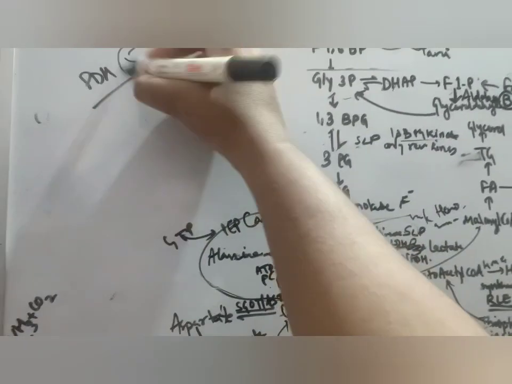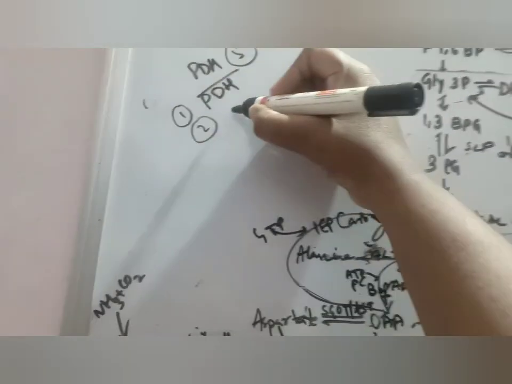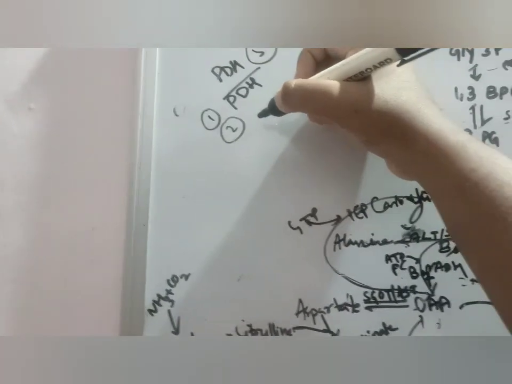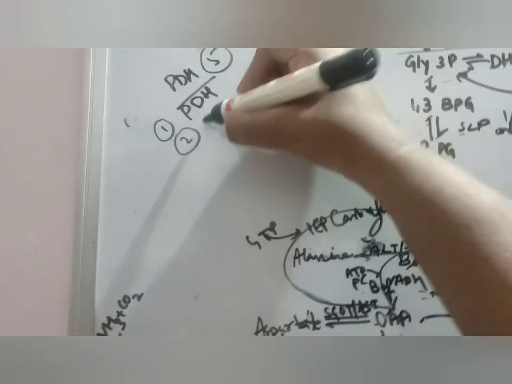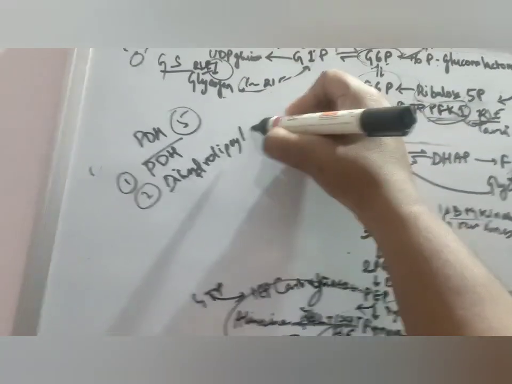What about PDH? PDH has 5 cofactors. PDH has how many cofactors? 3 enzymes and 5 cofactors. What are the 3 enzymes? The first enzyme is pyruvate dehydrogenase, the second is dihydrolipoyl transacetylase, and the third is dihydrolipoyl dehydrogenase. 1, 2, 3.